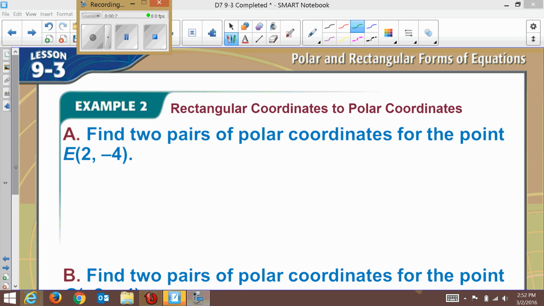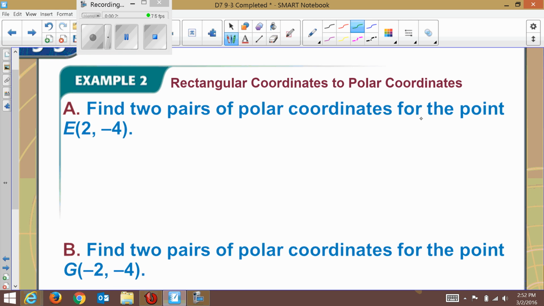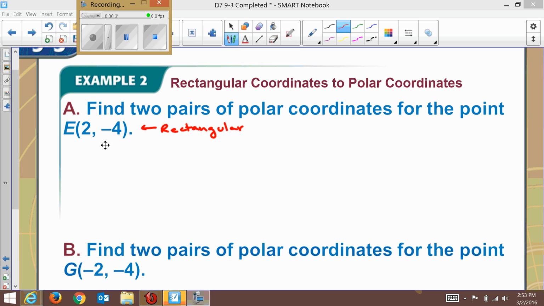So here's two examples here. Let's find two polar coordinates for the point 2, -4. Now that's rectangular there, because this is an x and a y.